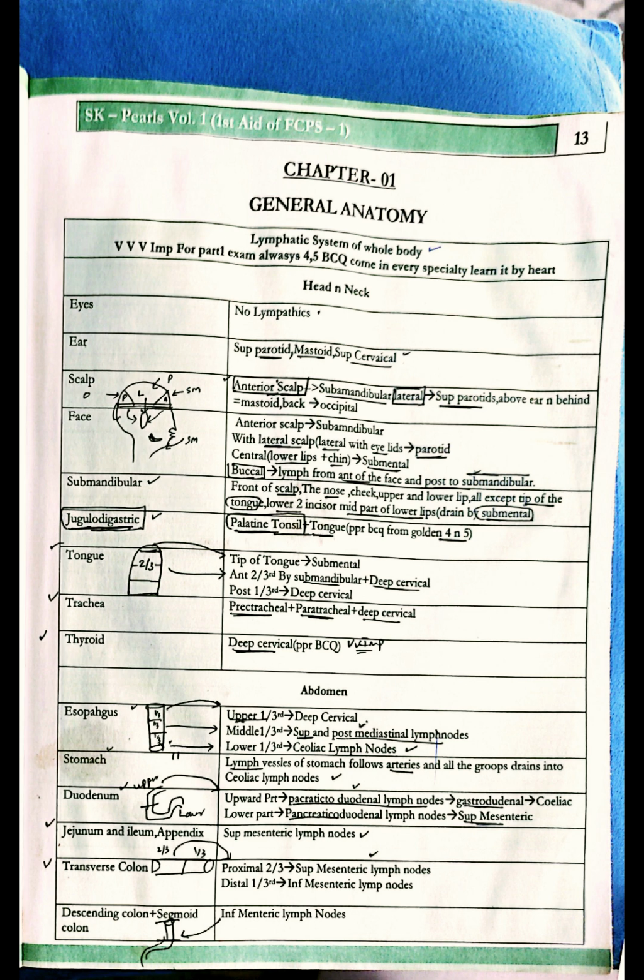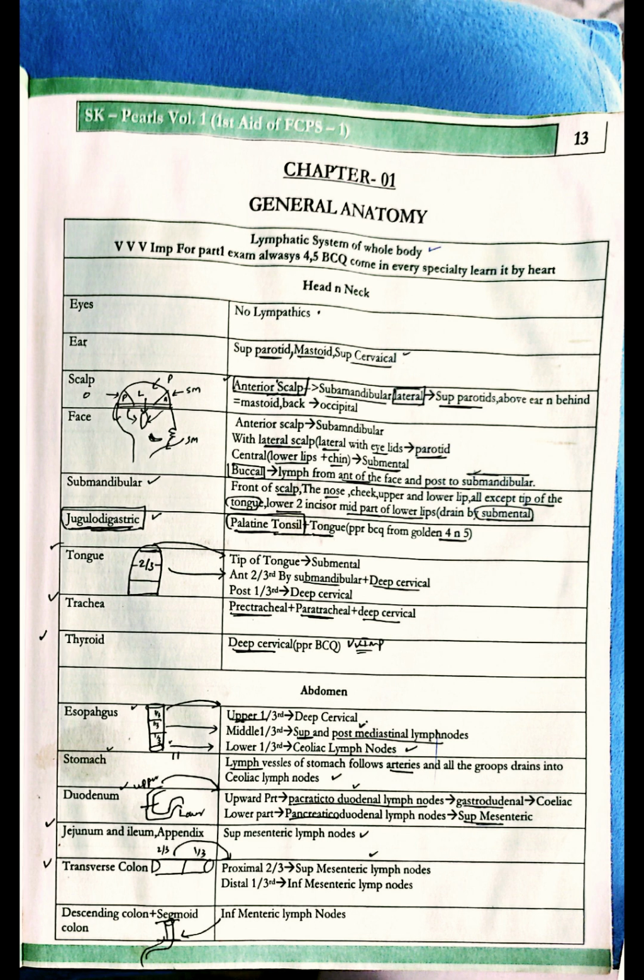Moving to the scalp. This one's a bit tricky, so listen closely. The anterior scalp drains into the submandibular nodes. The posterior scalp, around the mastoid, goes to the occipital nodes, then to the superficial parotid nodes, above and behind the ear. The lateral scalp, including the eyelids, drains to the parotid nodes. The central scalp, especially with the lower lips, goes to the submental nodes.